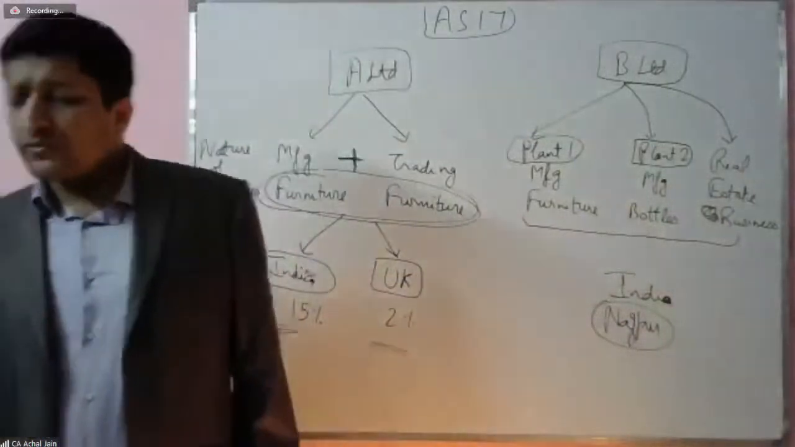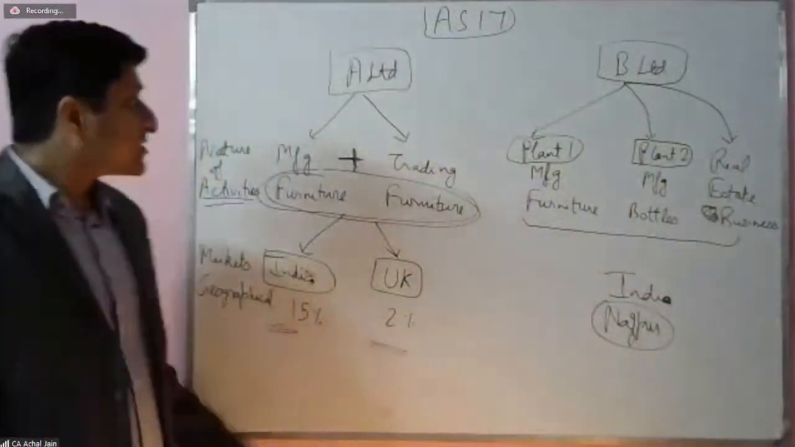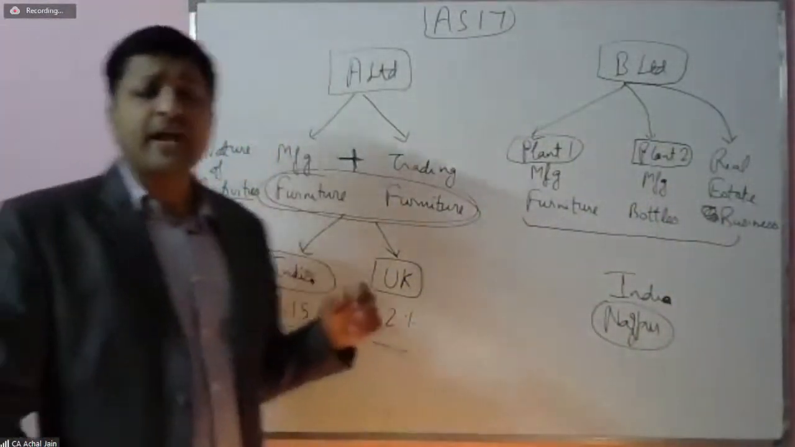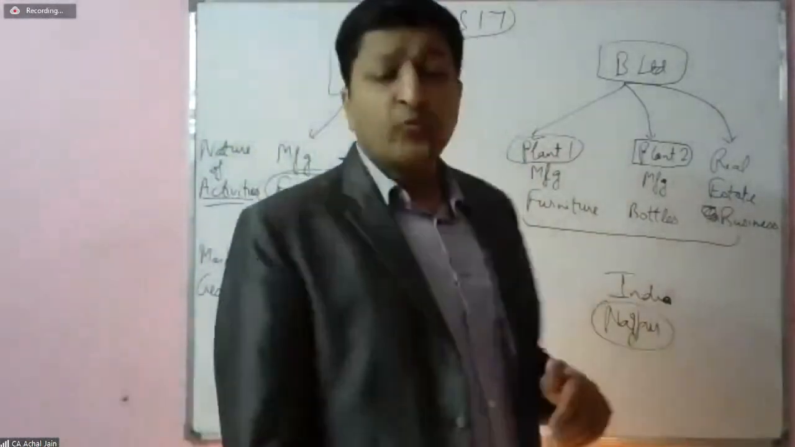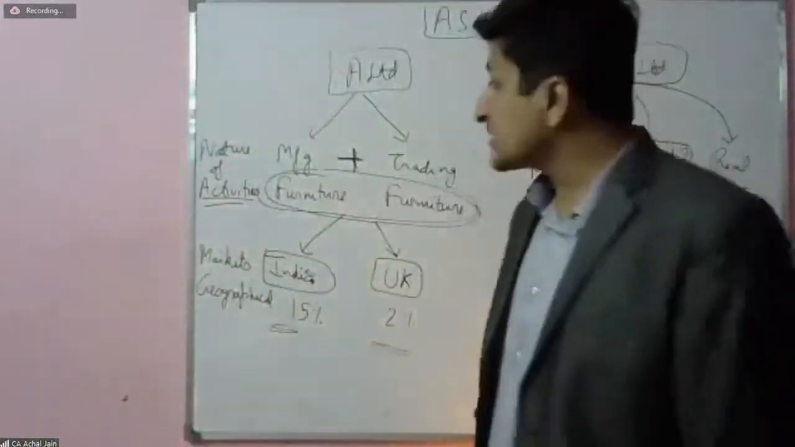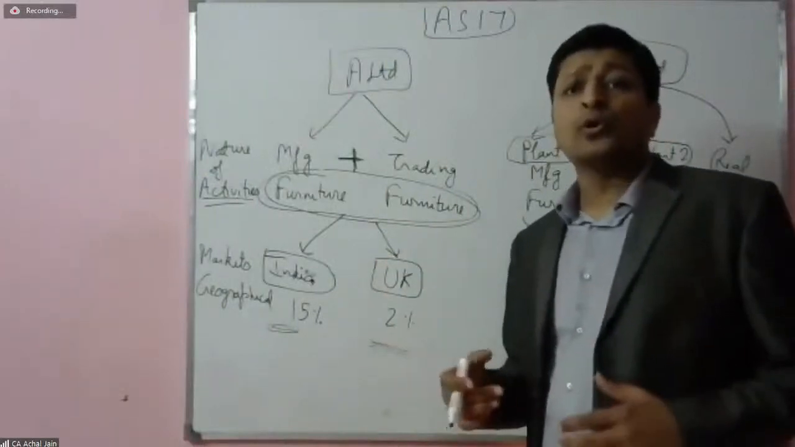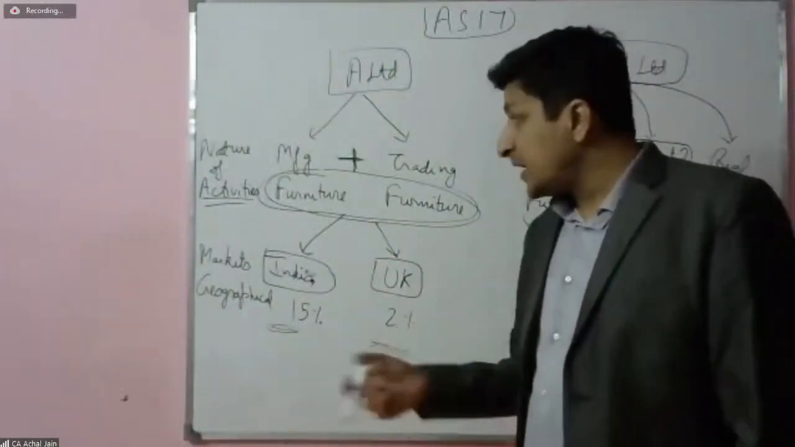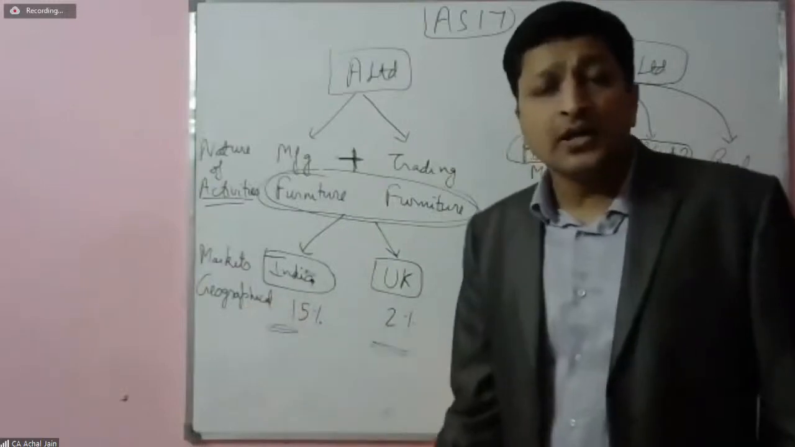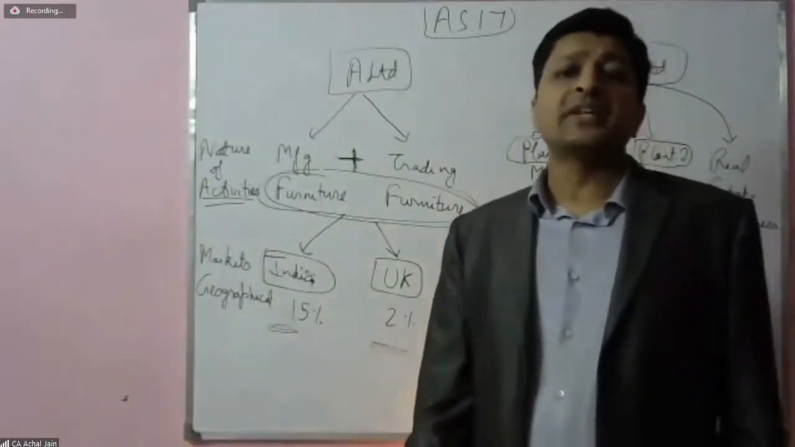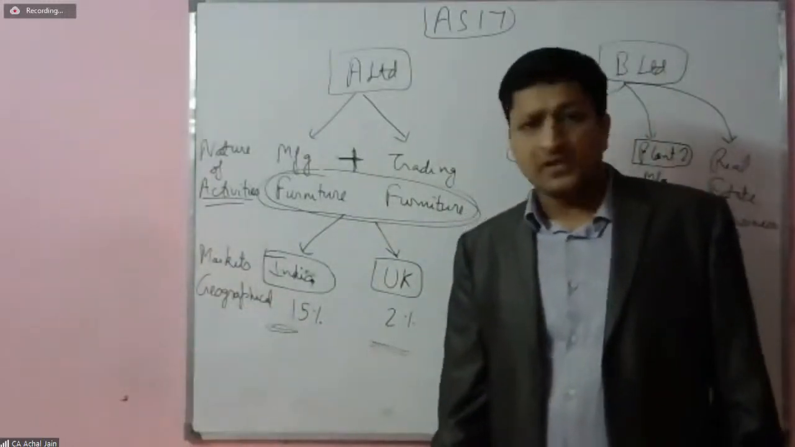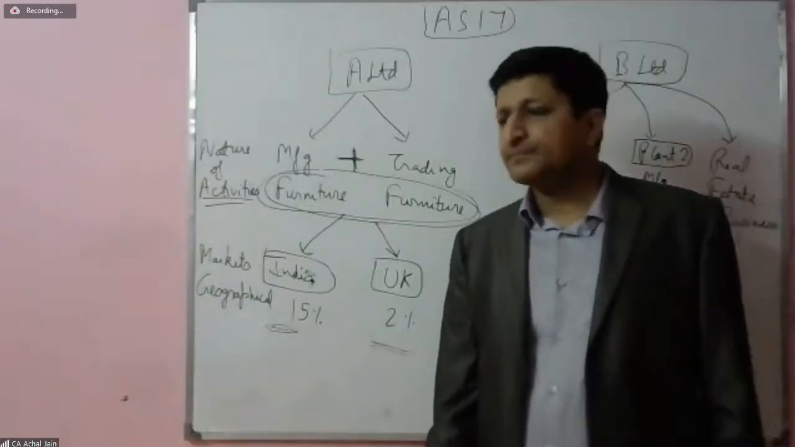So we have understood one point, that it's not only the nature of activities which could be one of the criteria for reporting of numbers or looking at the business performance. It could also be based on the geographies in which the company is operating. Yes or no? Clear? Yeah?